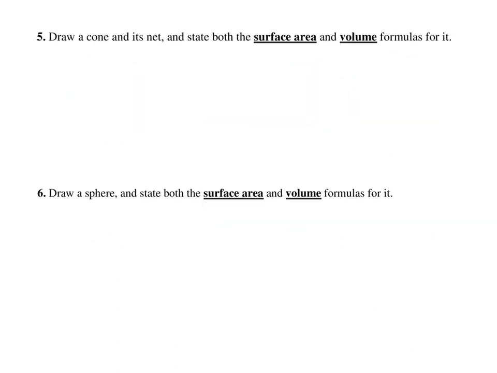All right, for 5, draw a cone and its net and state both the surface area and volume formulas for it. So here's a cone. We start off drawing a triangle, but we don't draw the bottom segment. We draw half an oval, and then the rest is dashed.